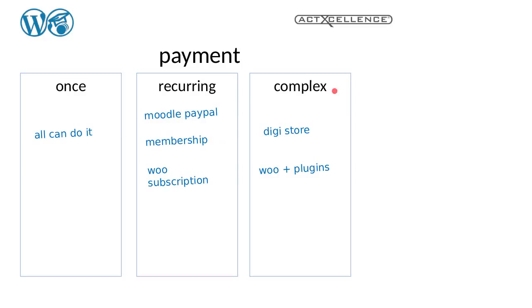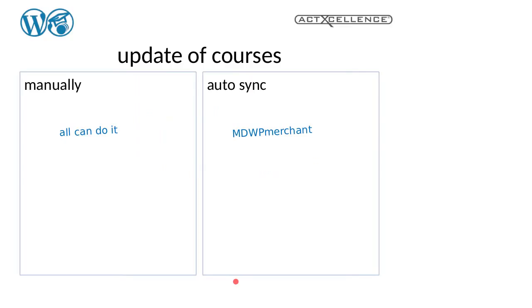For more complex situations, I recommend Digistore or any solution which can be realized with WooCommerce. And also with the Paid Membership Pro plugin, you can enhance this with a high number of plugins and create complex situations there. For the update of courses, the only system I found until now is the Moodle WordPress Merchant.